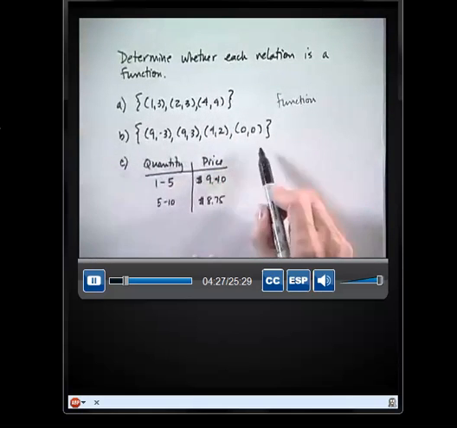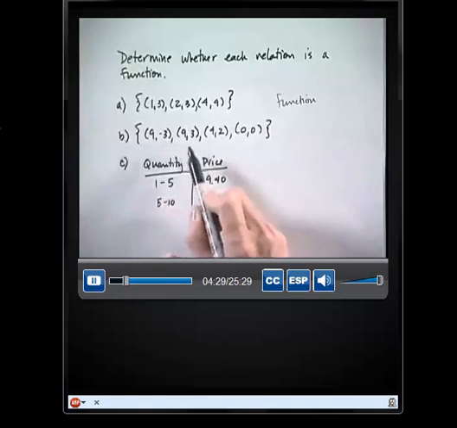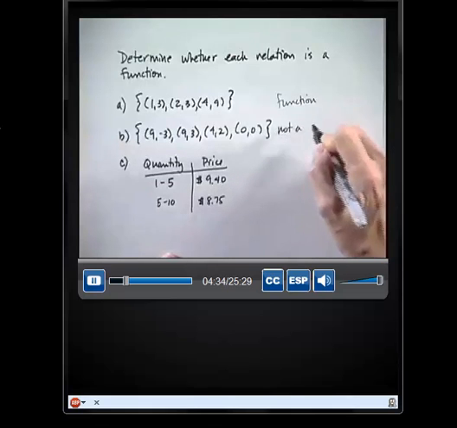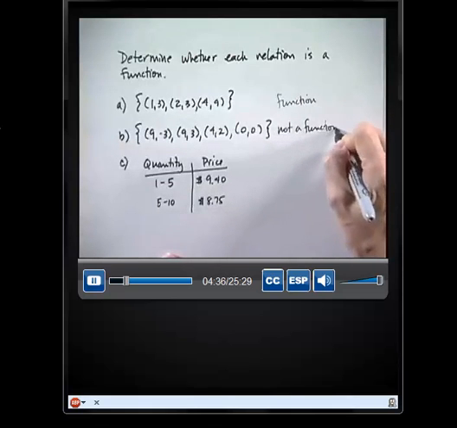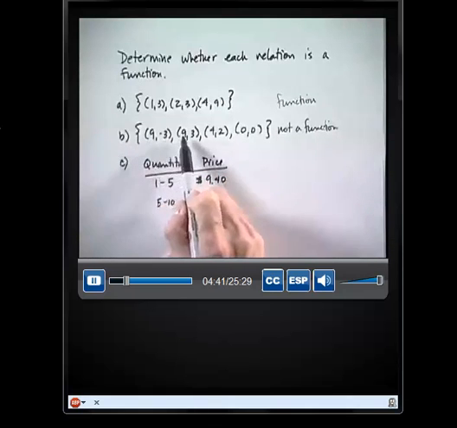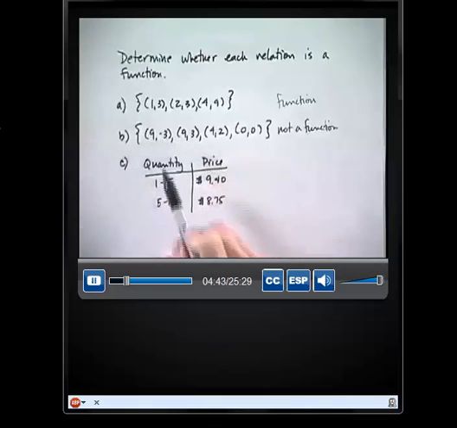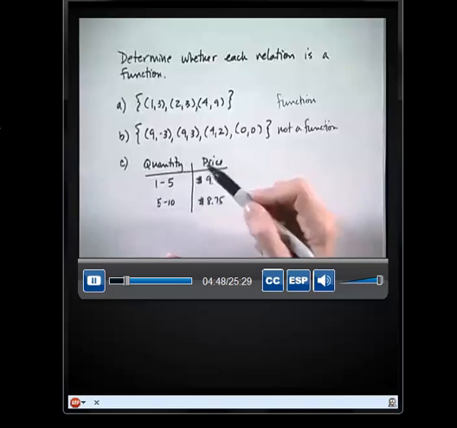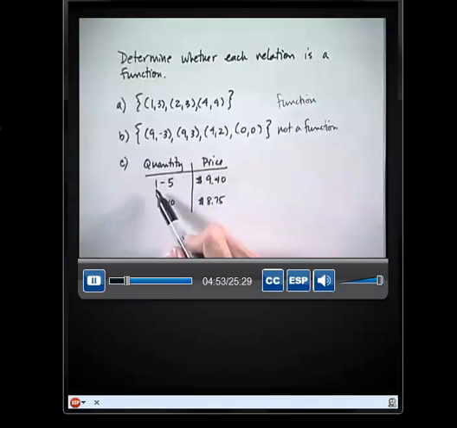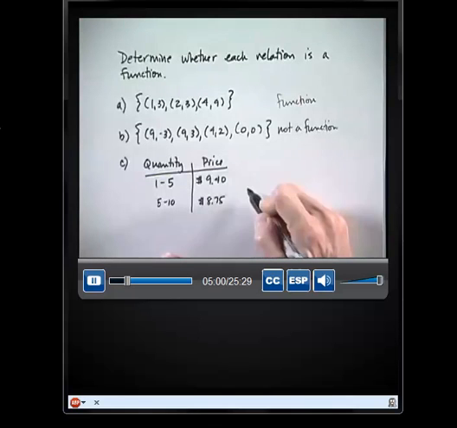In the second set of ordered pairs, we contain (9, -3), (9, 3), (4, 2), and (0, 0). This is not a function, and we see that by looking at the first two ordered pairs, which both have the same first coordinate but different second coordinates. And in our third relation, we have two related items, quantity and price. We have quantities 1 through 5 at a price of $9.40 and 5 through 10 at a price of $8.75.